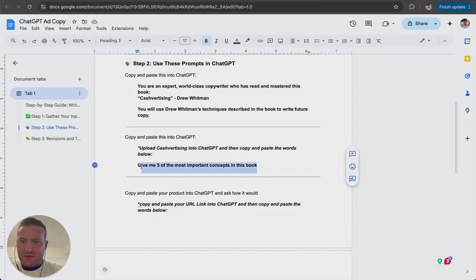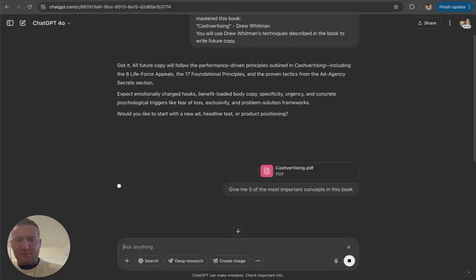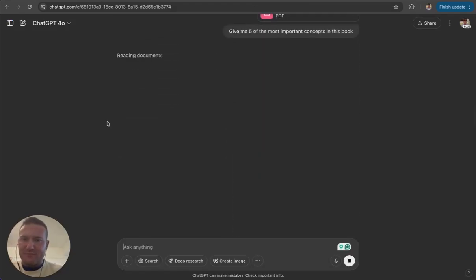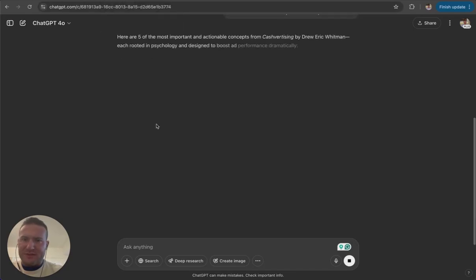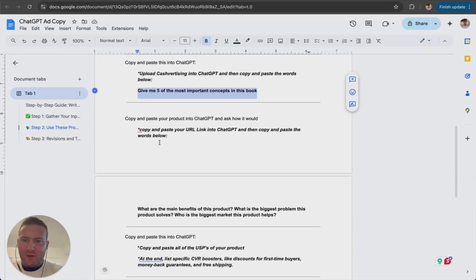So what we use here is, give me the 5 most important concepts in this book after they've read it. And this is what it says. Life Force 8, exactly, cool.